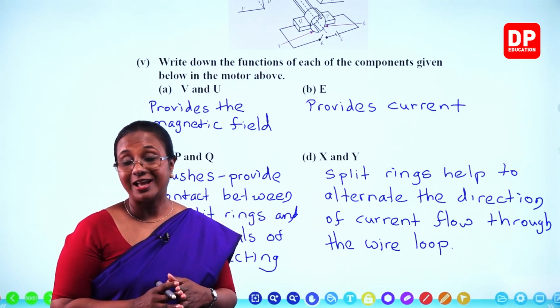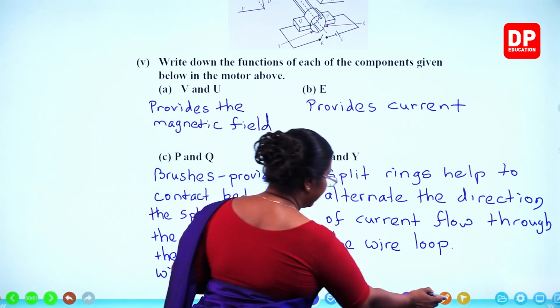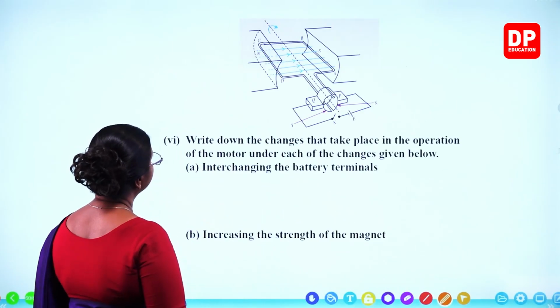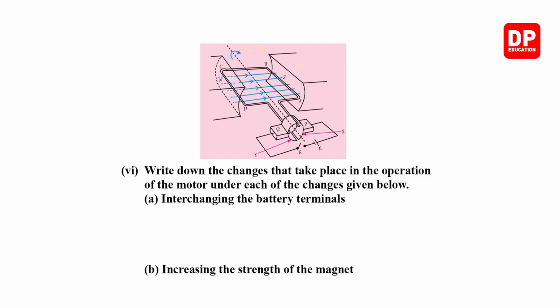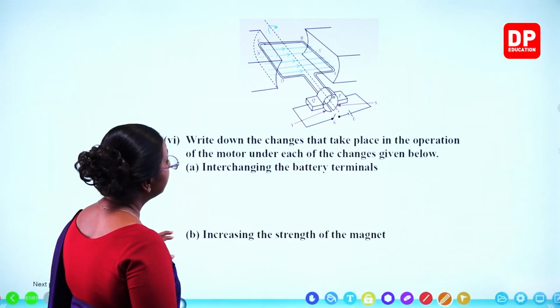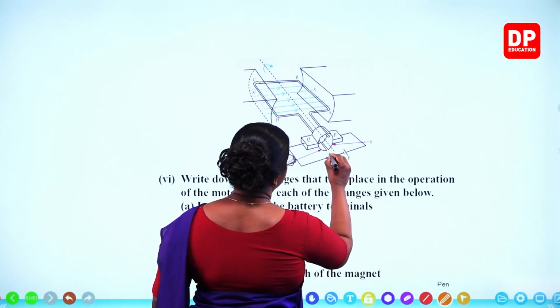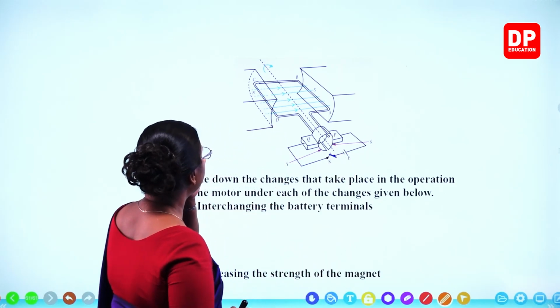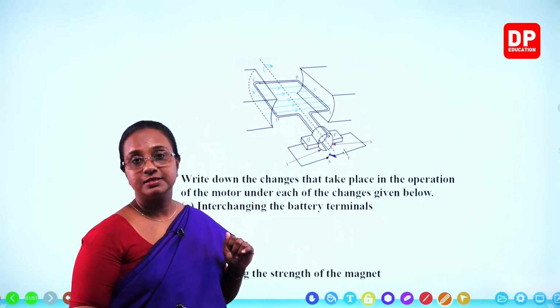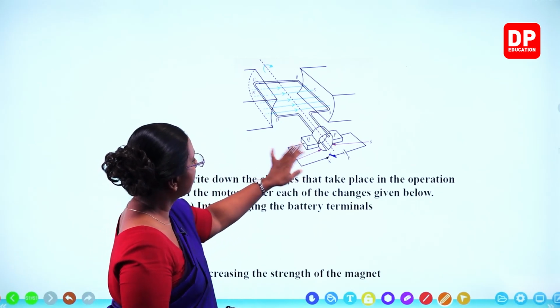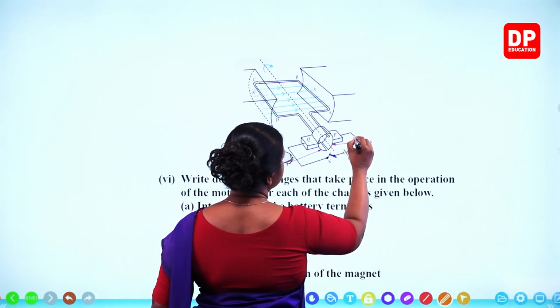I am sure you all can understand that. So, with that, students, I'll move on to the next slide. This is the last part of the question, part 6. Write down the changes that take place in the operation of the motor under each of the changes given below. Here the diagram given to you is the same as before. Now, you can see north and south, and also the current flows in this direction.